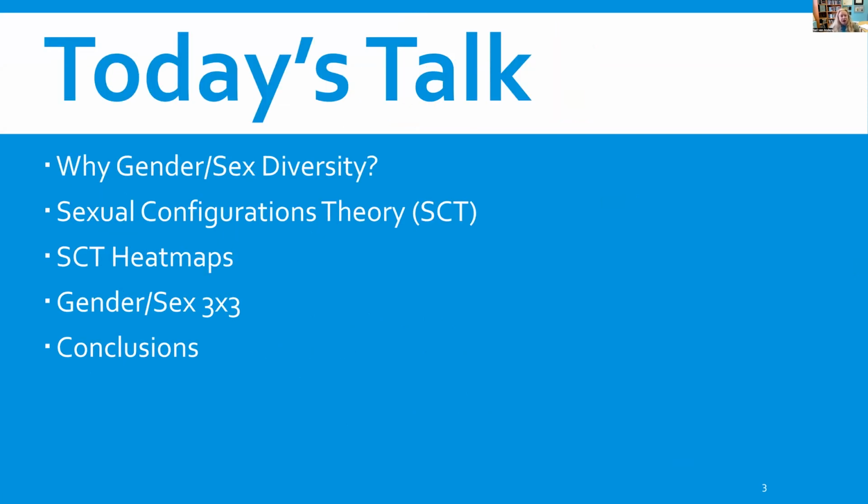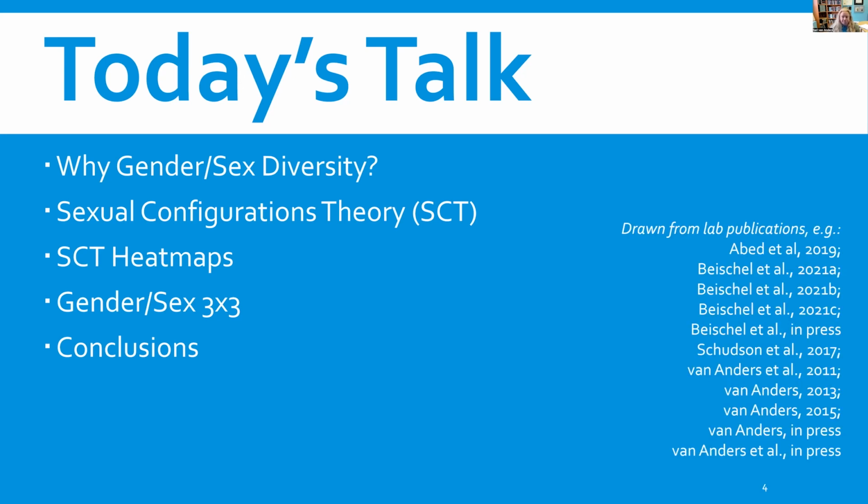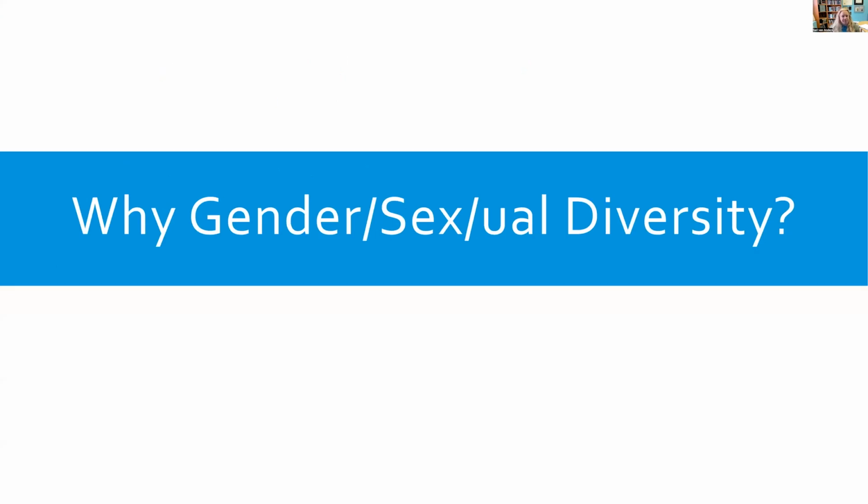In today's talk, I want to talk about first why gender sex diversity. And then I'm going to talk about what I call sexual configurations theory and how it can help us think about gender sex and sexual diversity. And within that, I'm going to talk about these neat things we've made called heat maps, and then also a different kind of measurement structure called the gender sex 3x3, and then close with some conclusions. And I'm looking forward to the Q&A at the end. Some of these are drawn from lab publications. I mostly don't have citations throughout, but you're always welcome to go to my website and see the papers.